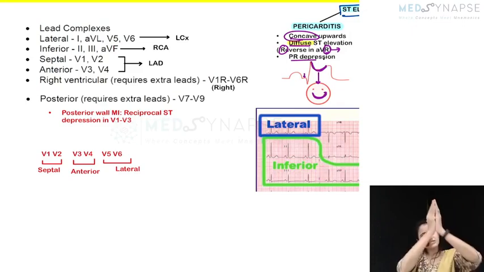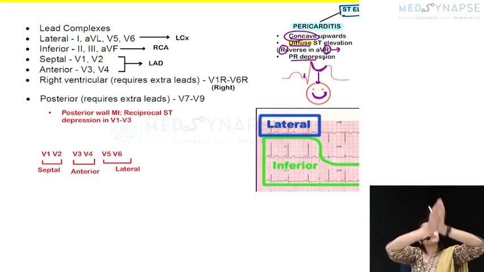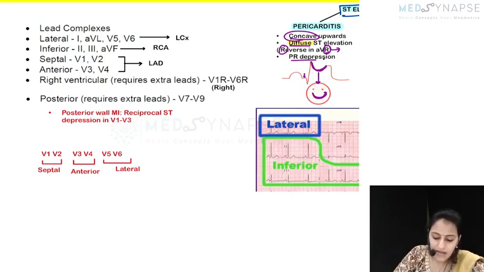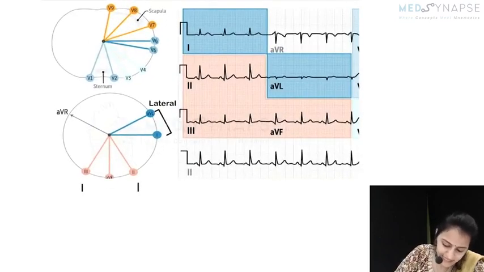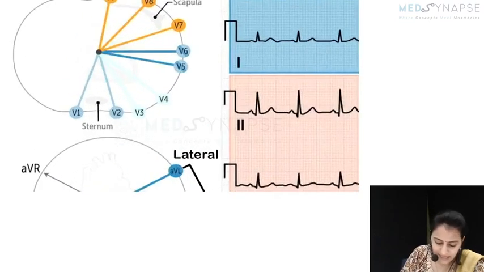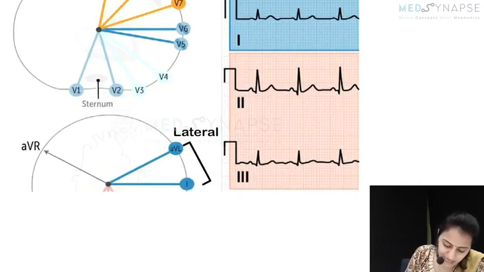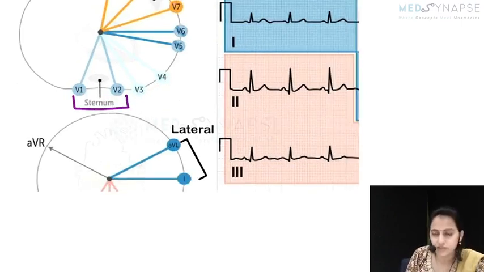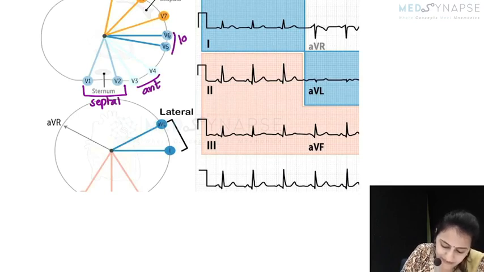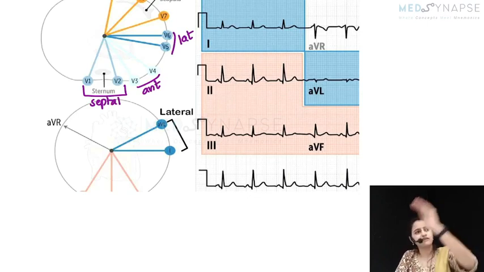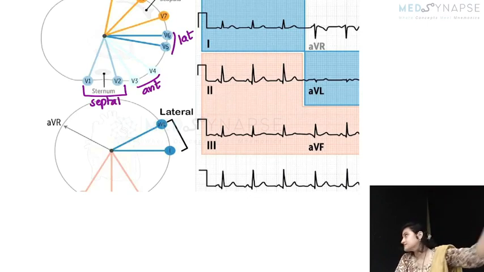With the septal MI, septal wall, which lead will it show in? How do you keep the ECG leads? Basically, if you see here, the ECG leads go like this: V1, V2, V3, V4, V5, V6. So if the ST elevation is in V1, V2, it is what MI? Septal. V3, V4 is anterior. V5, V6 is lateral. So V1, V2, V3, V4, V5, V6.